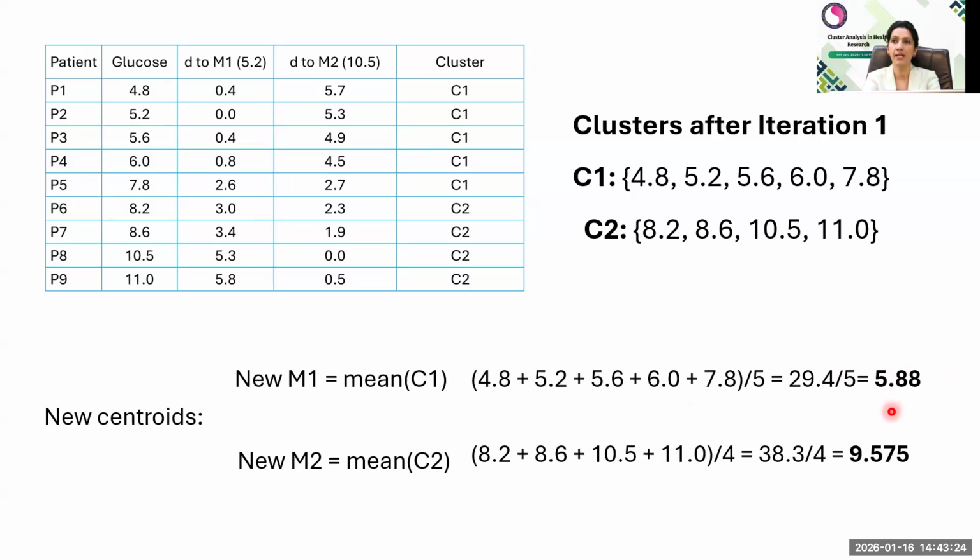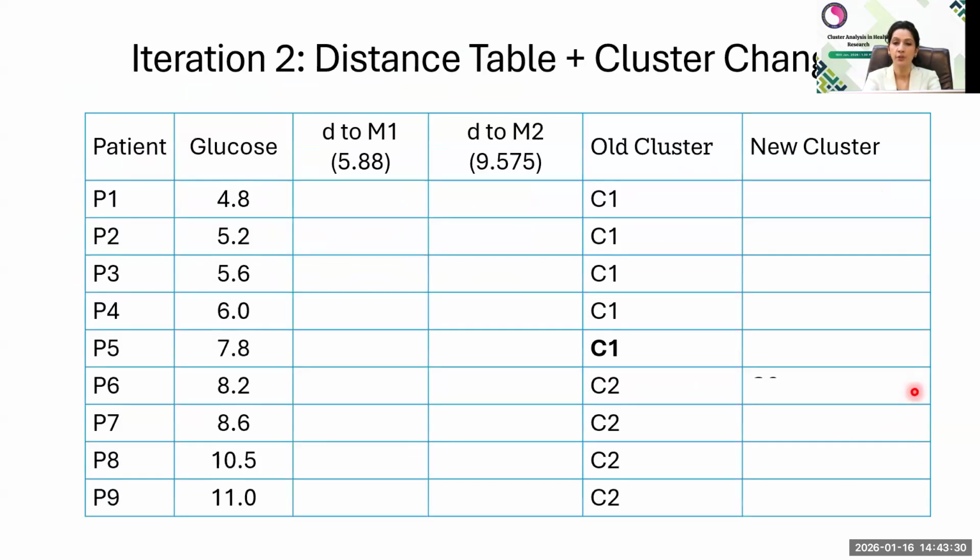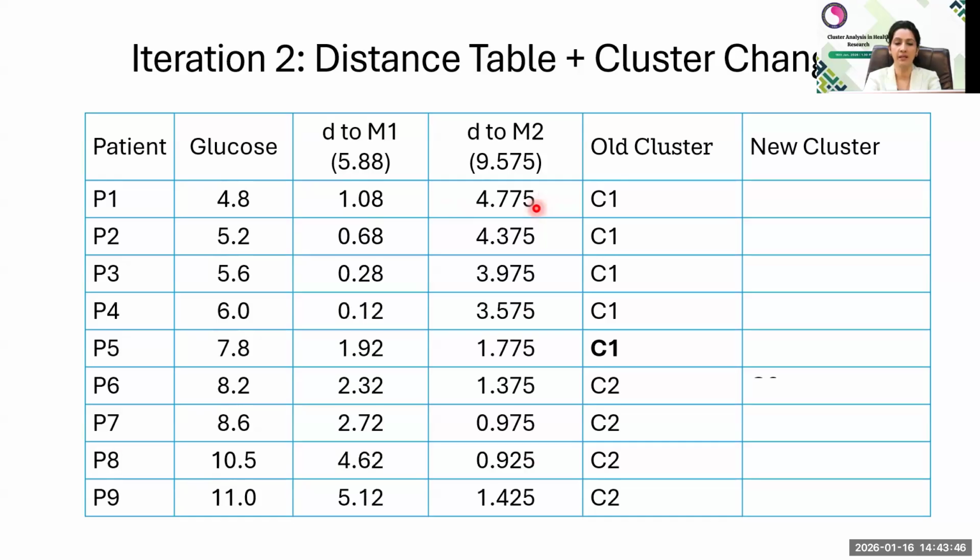Now the centroids will change. They will be 5.88 and 9.57. So now what you will do? You will write here the new centroids, 5.88 and 9.57. Now again you calculate the distance. So the distance will be 1.08, and from this it will be 4.77. And then you calculate the distance likewise.